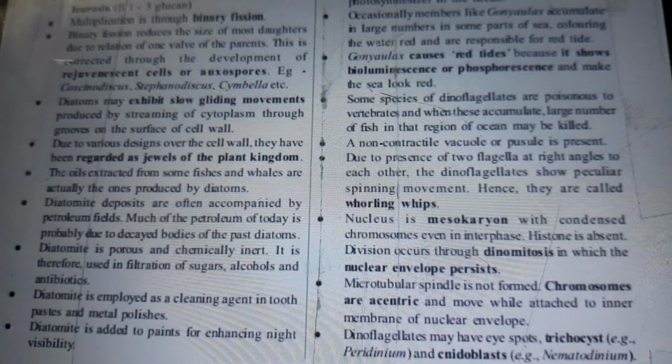Multiplication is through binary fission. Binary fission reduces the size of most daughters due to retention of one valve of the parents. This is corrected through the development of rejuvenescent cells or auxospores. For example, Coscinodiscus, Stephanodiscus, and Cymbella, etc. Diatoms may exhibit slow gliding movements produced by streaming of cytoplasm through grooves on the cell wall.